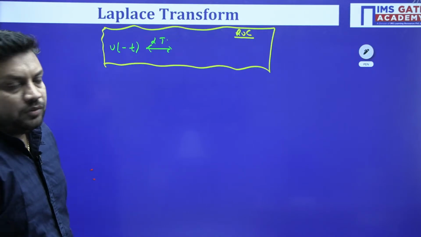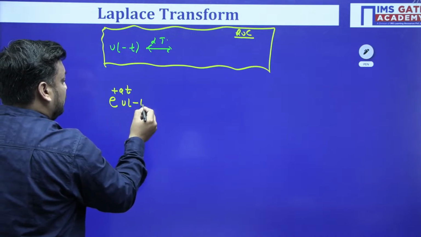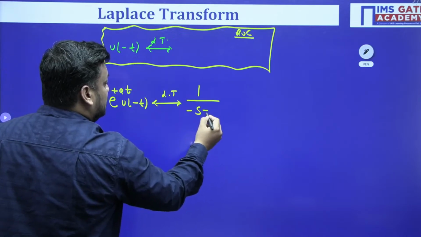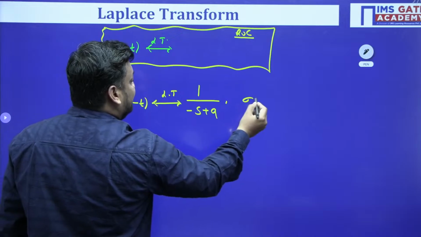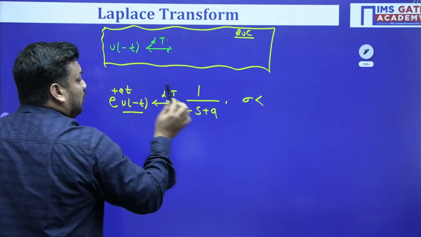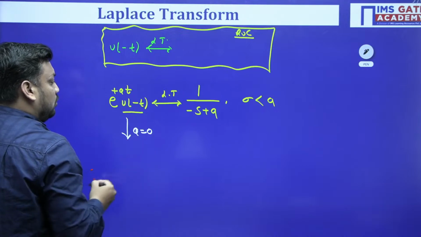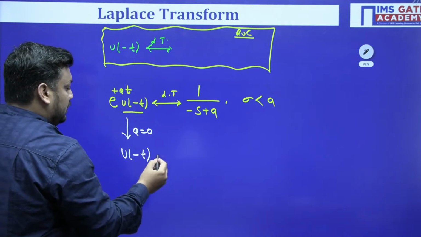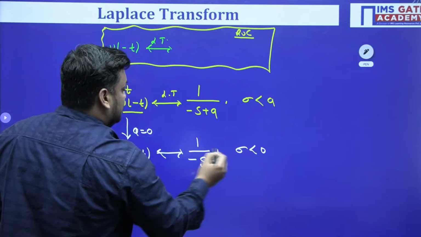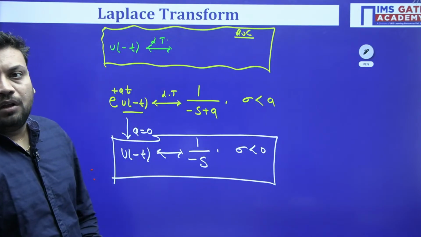The Laplace transform of u of minus t. We know the standard form: e to the power of plus at times u of minus t has Laplace transform 1 upon minus s plus a, and because of u of minus t, the ROC is sigma less than a. In this expression, if I put a equal to 0, then the Laplace transform of u of minus t is 1 upon minus s, and the ROC is sigma less than 0. So this is the Laplace transform of u of minus t. I hope this part is clear.